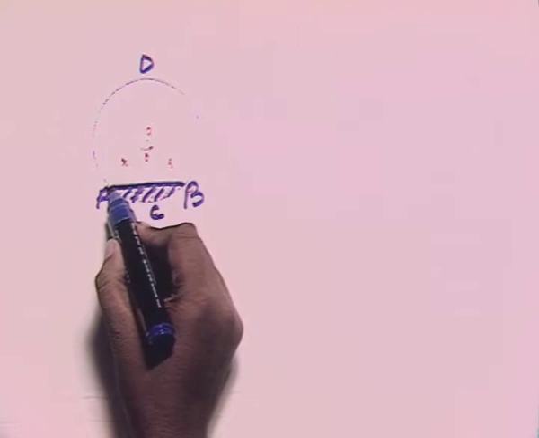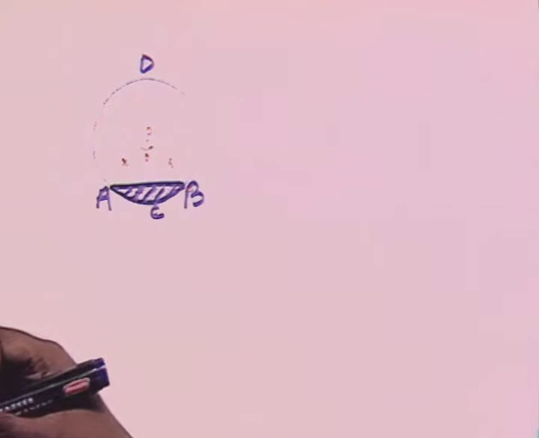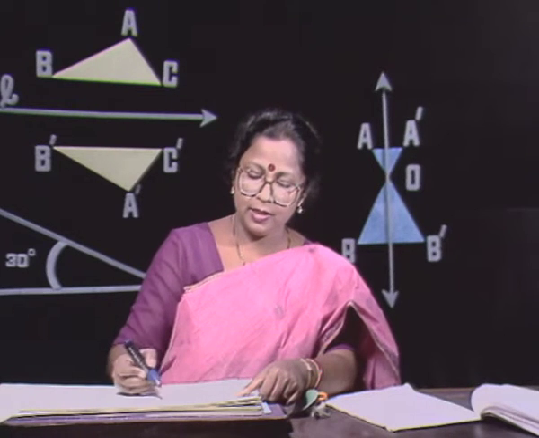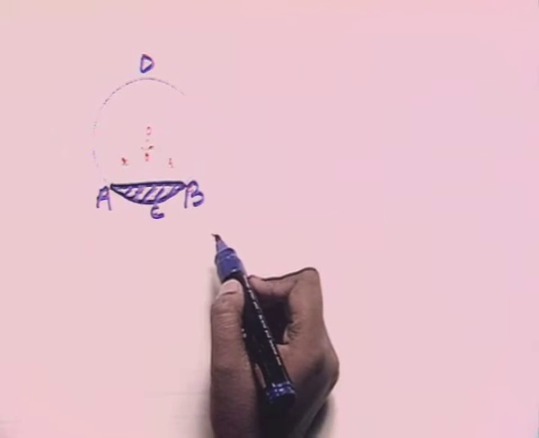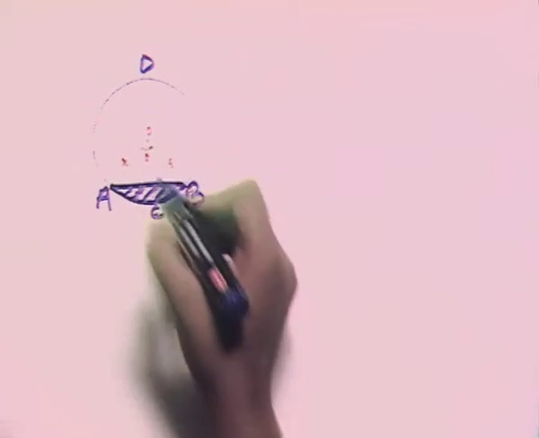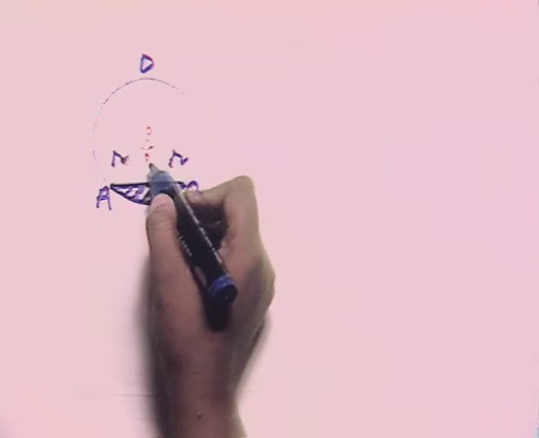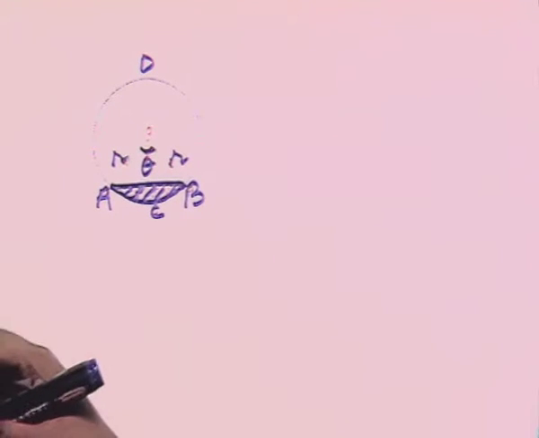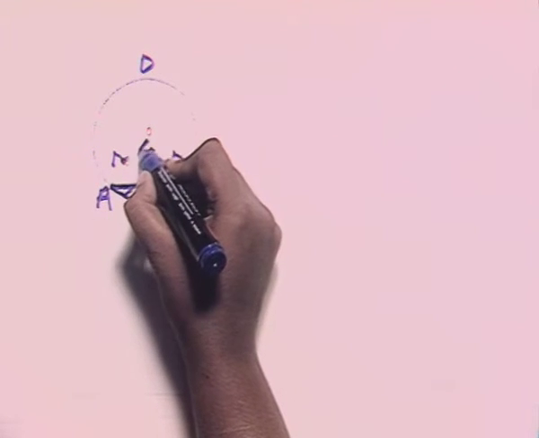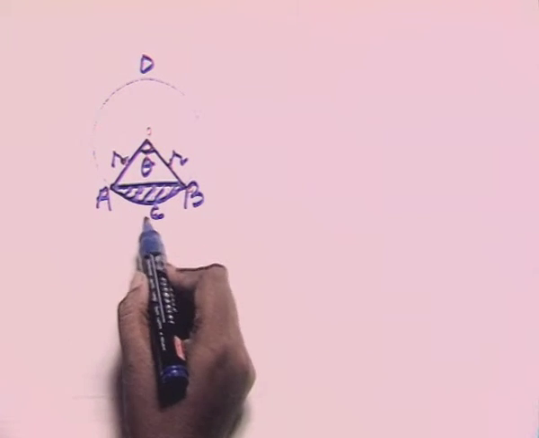Suppose we want to find out the area of this minor segment. How do we do it? We join this A and B to the center of the circle, or we draw the radius of the circle. Let them be equal to r each. And let us suppose that the angle made at the center is equal to theta. Now, this is the figure. We have to find out the area of the segment ACB.